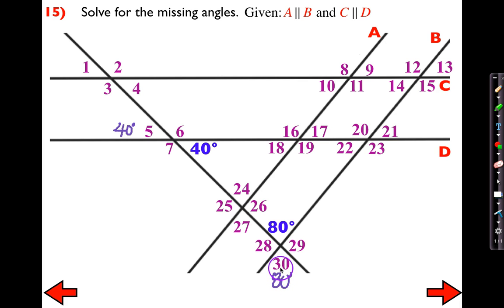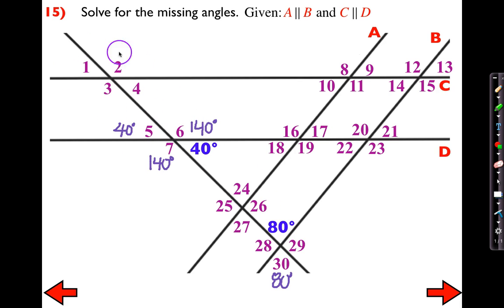Now, I would go next to supplementary angles. Since this is 40 degrees, I know angle 6 should be 140 degrees because 40 plus 140 is 180. So again, since I know this is 140, I know this is also 140 from vertical angles, or you could redo the supplementary angles.